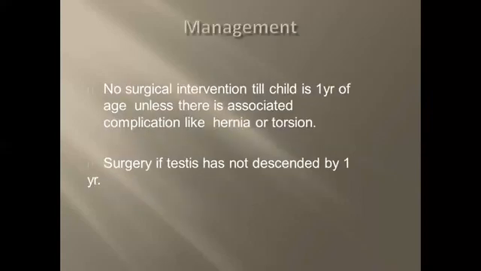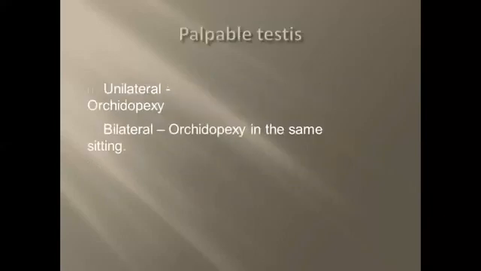So how are you going to manage patients with undescended testes? No surgical treatment is required till the child is 1 year of age, unless there are associated complications like torsion or inguinal hernias. So you have to wait for 1 year. If the testis has not descended to its proper place, you have to go for surgery. If the testis is palpable and unilateral, you have to go for orchidopexy. And if it is bilateral and palpable, you have to do bilateral orchidopexy in the same sitting.